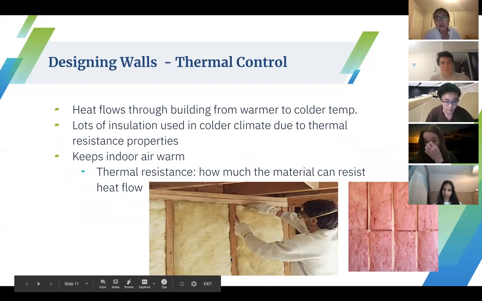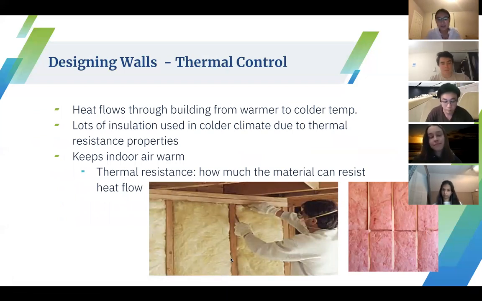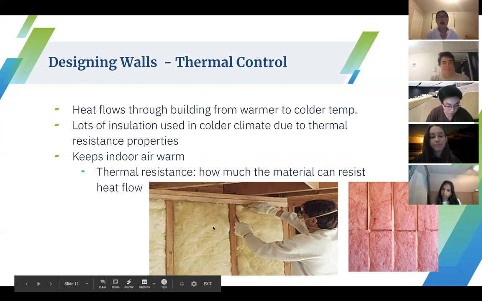Okay, now I'm going to be talking a bit about designing walls of buildings because that's also important. Heat flows through buildings from warmer to colder temperatures. And it's important in colder climates like Canada right now. You need lots of insulation in your walls, and insulation is important due to its thermal resistance properties. Thermal resistance is defined as how much the material can resist heat flow, heat transfer. So you want these materials so that they can keep your indoor air climate, so inside the building, warmer.